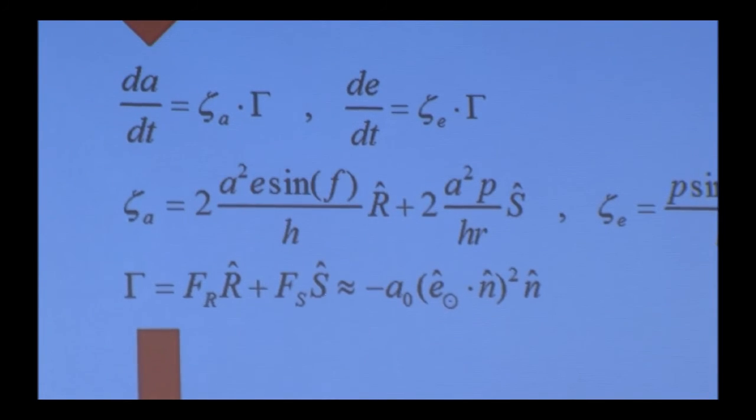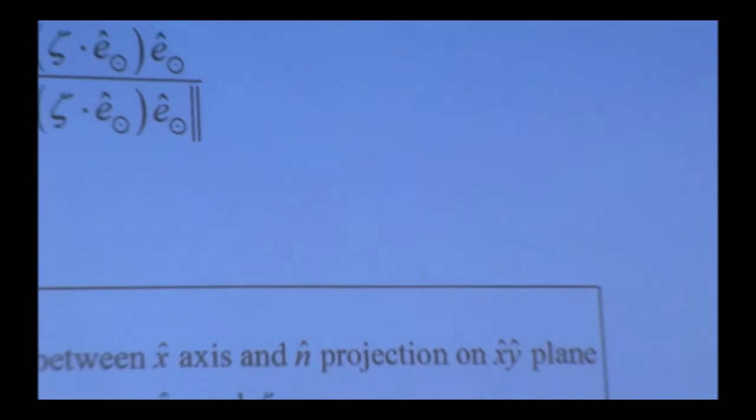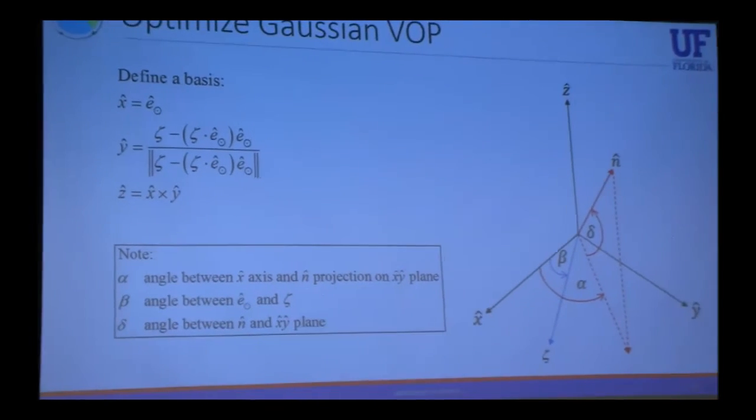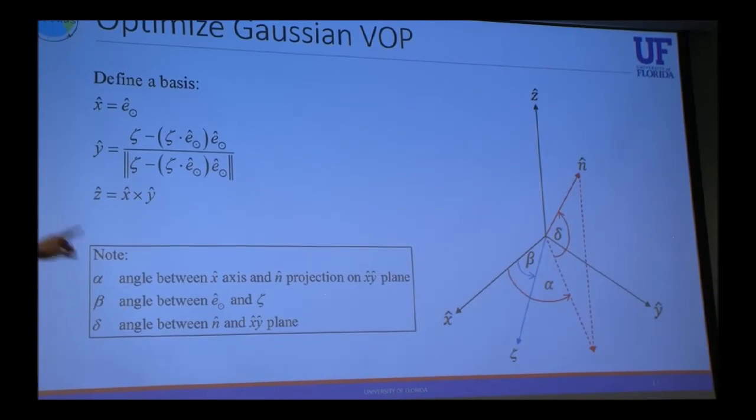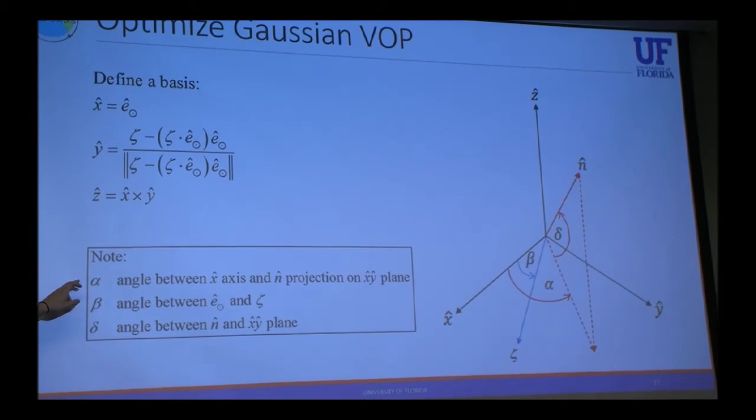But, changing some of the variables, I can redraw this in that form at the bottom. Anyway, the point is, I could take these two vectors, get really smart with them, and create a new basis. In this basis, the x-hat direction is pointing towards the sun. I define a y-hat basis that's basically this zeta vector, its projection on the xy or the equatorial plane. And then I complete the basis with this cross product. And then I get some angles basically.